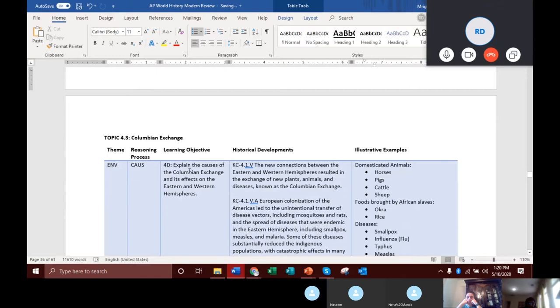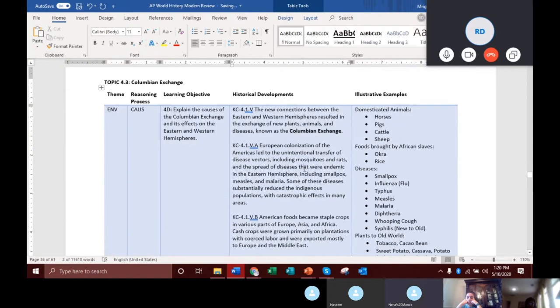All right, Columbian exchange. The Columbian exchange is obviously a big, big thing. We know it's a big deal. We have an interesting term that they use: unintentional transfer of disease vectors. They are vectors. They do have magnitude and direction, but I don't want to think about vectors. So we have smallpox.